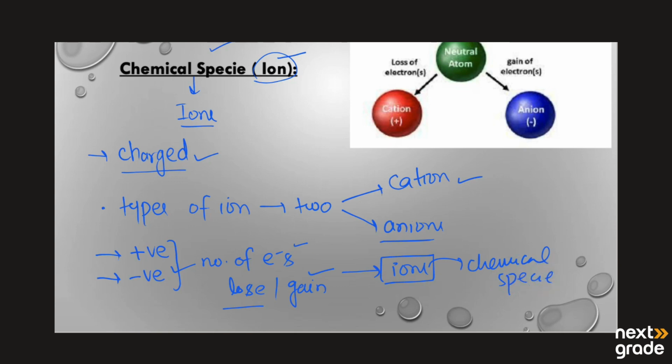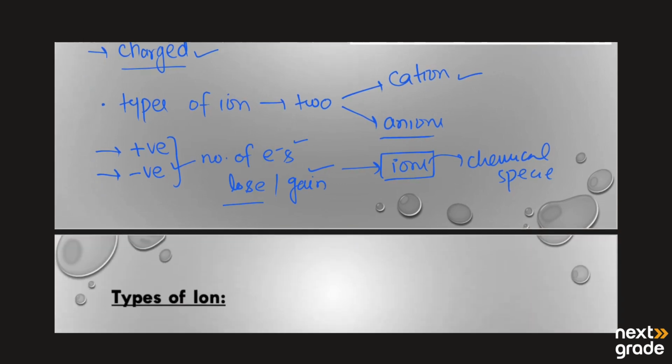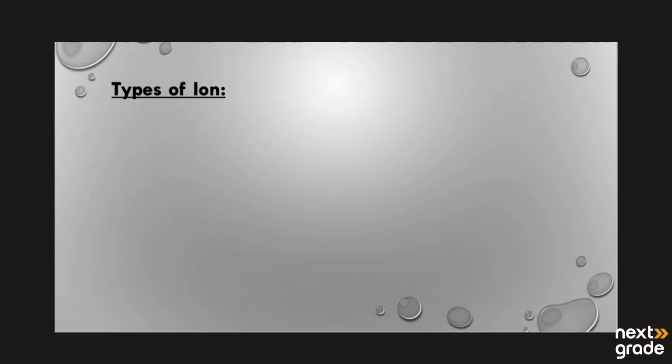For example, we have a neutral atom in green. When an atom gains an electron, it forms an anion, and when it loses an electron, it changes into a cation. So let's look in detail at the types of ions. Number one is cations, and the second is anions.